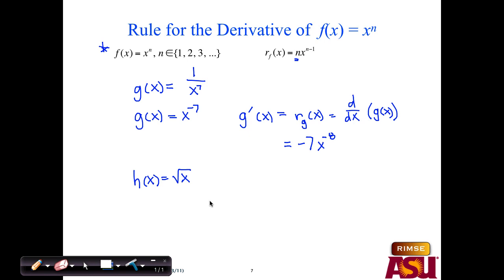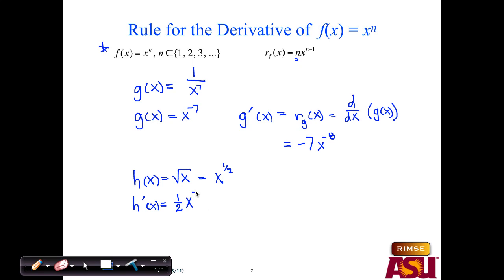Or if I had something like h of x equals the square root of x, how could I write square root of x as a power function? X to the what power? X to the 1/2 power. So if this power rule still applies, and we'll actually prove this one next class, that means that the derivative of this, regardless of what notation I use, is going to be 1/2. Old exponent becomes new coefficient factor, times x to 1 lower power. What's 1 less than positive 1/2?